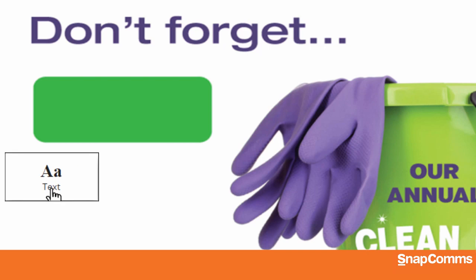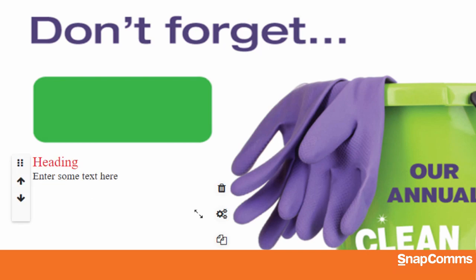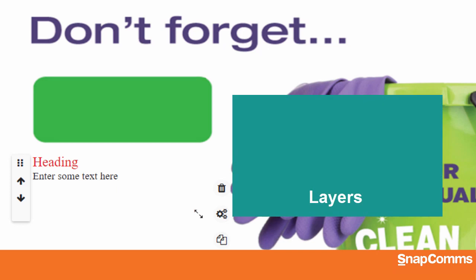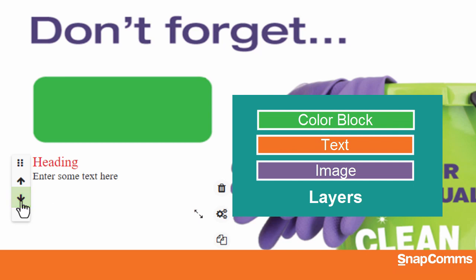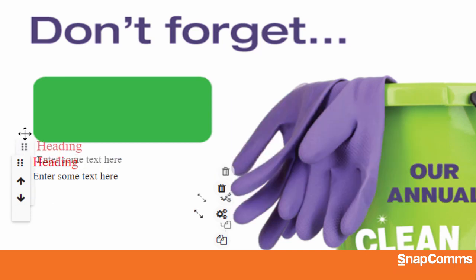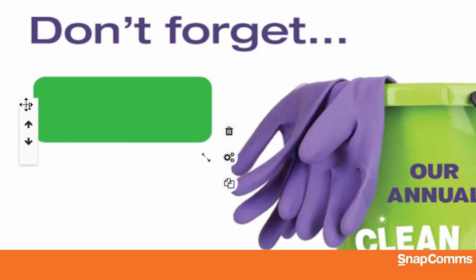Now let's add a new block of text. Please note, each element you add to your design becomes a separate layer. In this case, we have our image at the bottom, the color block in the middle, and our text will be on top. You can click the down arrow to move an element down one layer. So now I can move my text underneath the color block. But let's click the up arrow to put the text on top of the color.